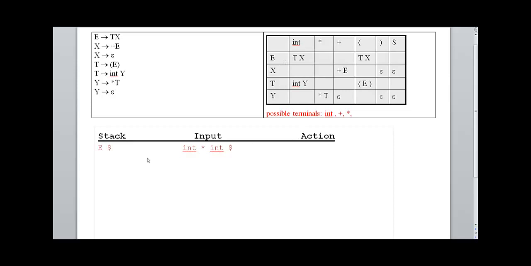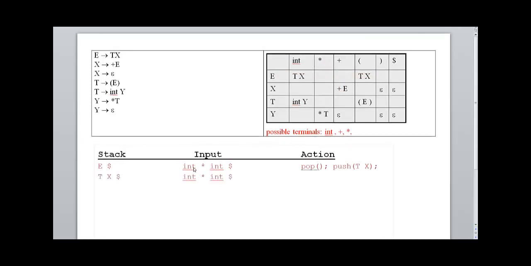In this example, we have an E on top of the stack and our first input is an int. So if I look here at E and I look at the int, I do have a match, and that means I need to put TX on the stack. Now, let's say I had a multiplication symbol and it was a blank space. That means that's an error. So let me go ahead and write this down. If I have a match, I'm going to pop, which is E being popped off, but I'm going to push on TX.